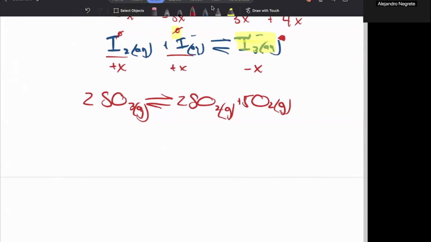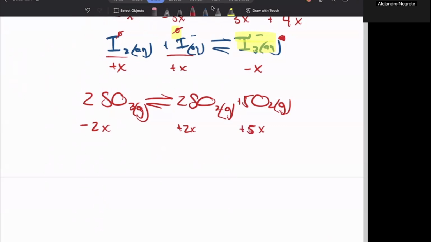Let me balance this. There's 6 oxygens, 4 oxygens, 10 oxygens. We're good. Yeah, so I think we're good here. So let's go with our relative. Let's assume that this reaction is going to shift over to the right. So this is going to be minus 2x. This is going to be plus 2x, and this will be plus 5x.